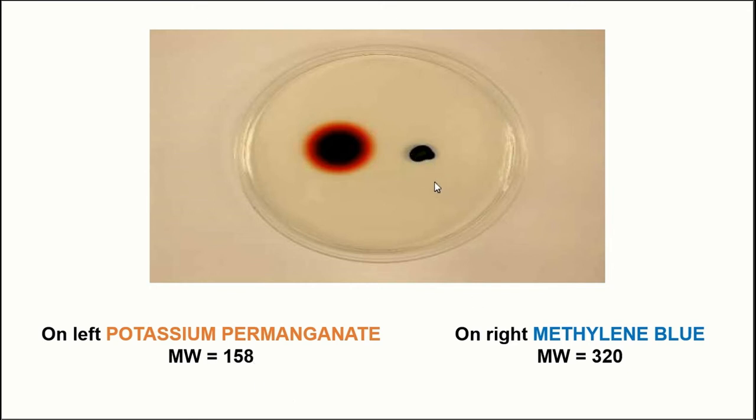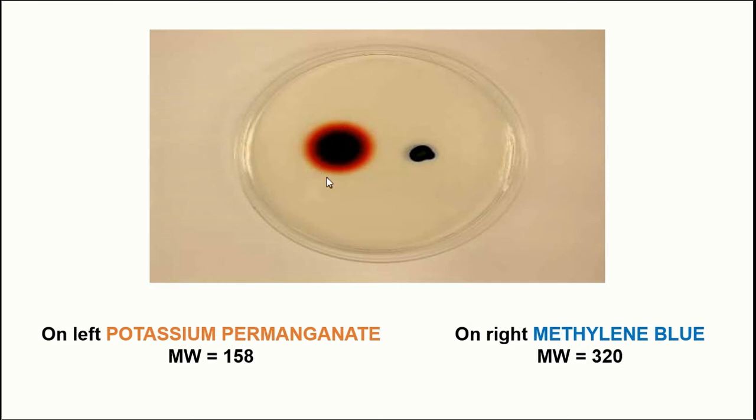On the other hand, on the right side of this dish, a drop of a blue dye called methylene blue has been placed on that agar. And methylene blue has a molecular weight of 320. So this means that methylene blue at the molecular level is about twice the size of potassium permanganate.